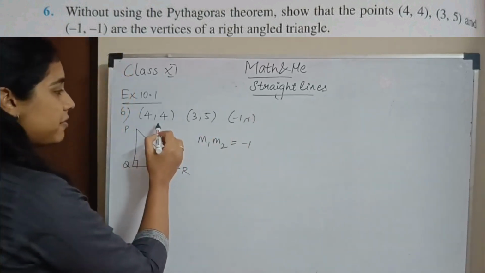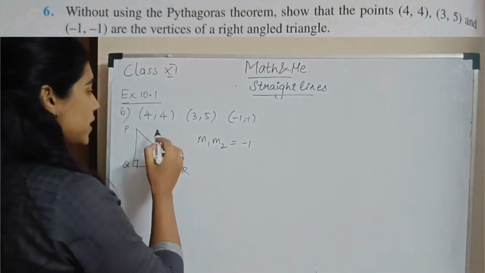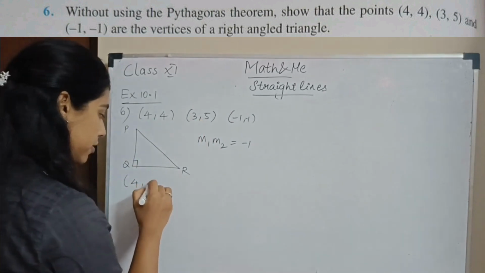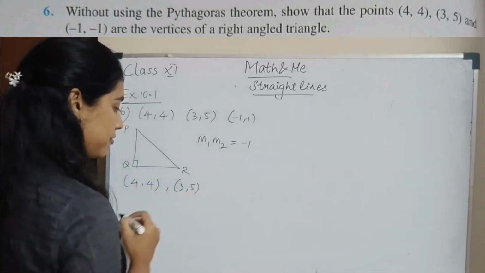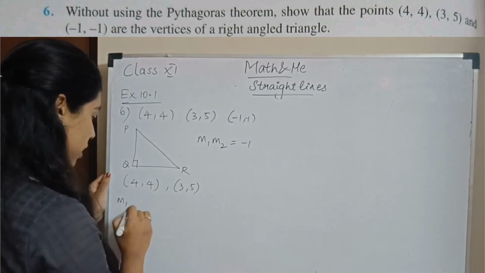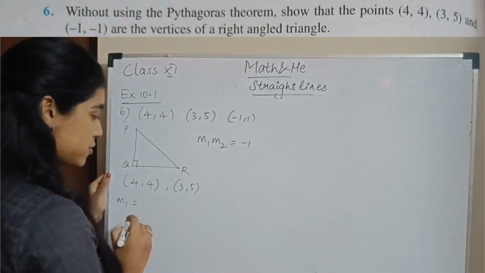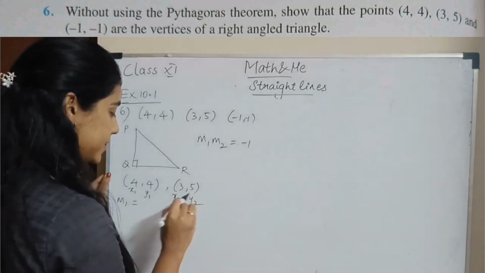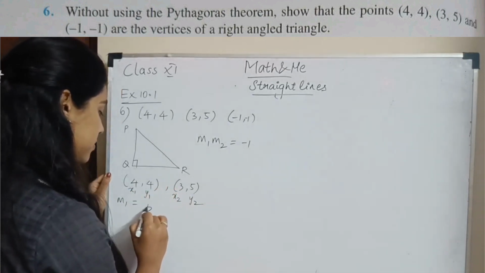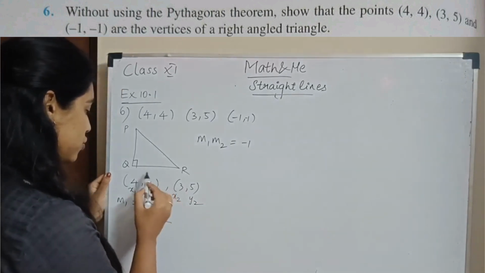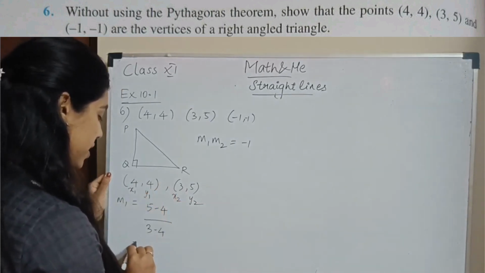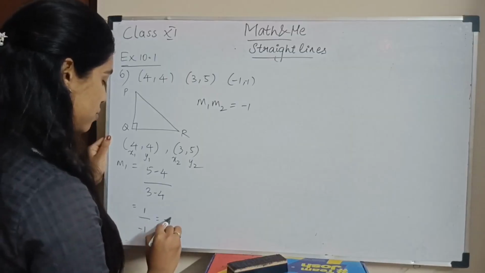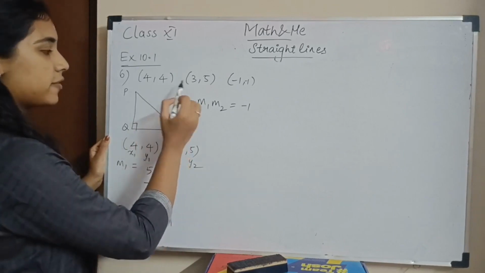So you have 2 points. Let us find the slope of the first 2 points. So you have (4, 4) and (3, 5). The slope m1 equals y2 minus y1 divided by x2 minus x1. So this is your x1, y1 and this is your x2, y2. So what do you have? 1 by -1, which is equal to -1. So this is the slope of the first 2 points.